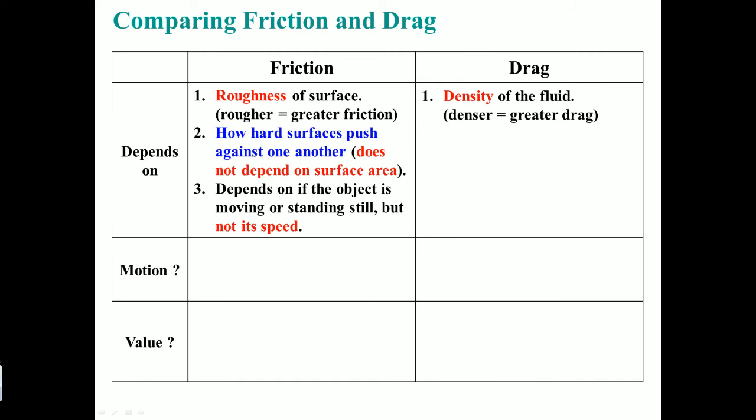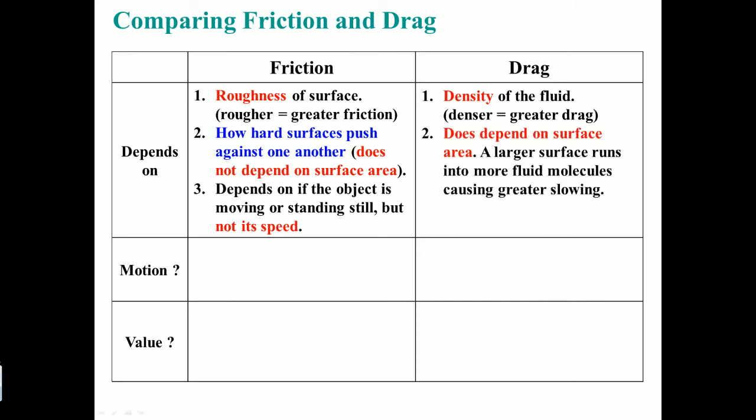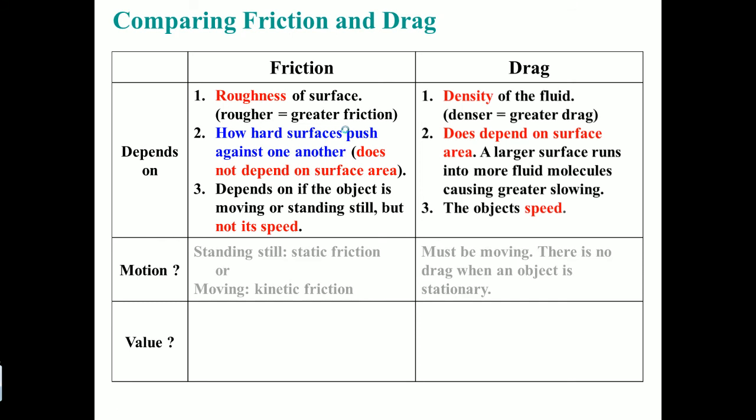Density refers to how packed the molecules are. It depends on the surface area, how many molecules you are hitting at that time, and the object's speed. Technically, this is the math for fluids and air, while this is the math for solids. Motion: for friction, it is both standing, which is static friction, and moving, which is kinetic friction. But for drag, the object has to be moving. There is no drag when the object is stationary. Why? If you're not moving, air isn't really hitting you.